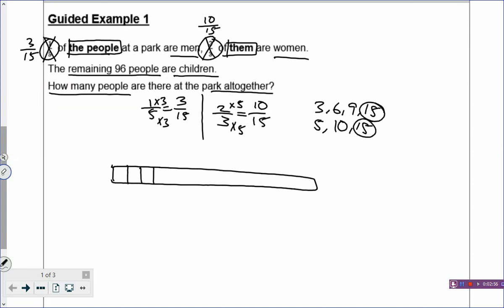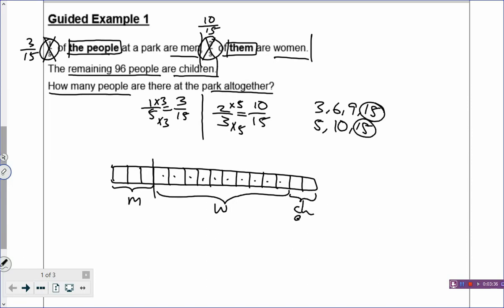So 1, 2, 3, 4, 5, 6, 7, 8, 9, 10, 11, 12, 13, 14, and 15. And 3 boxes of them. So you label are men. Okay, so that's where you draw until. And then 10 over 15 of them are women. So you label another 10 boxes. So you have 1, 2, 3, 4, 5, 6, 7, 8, 9, 10. Alright, so these are the 10 boxes which are women. So you have drawn until here. And the remaining 96 people are children. So the last 2 boxes must be the children. So you have drawn until here.